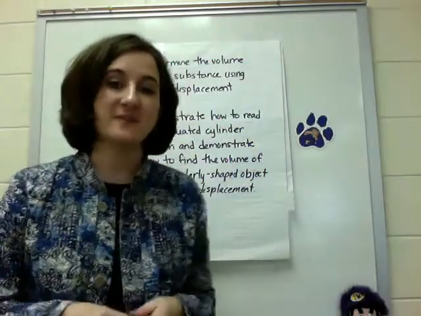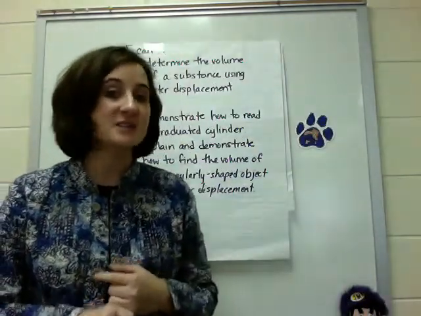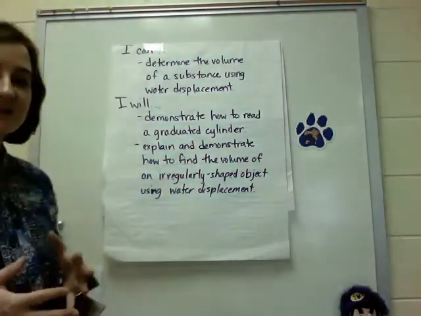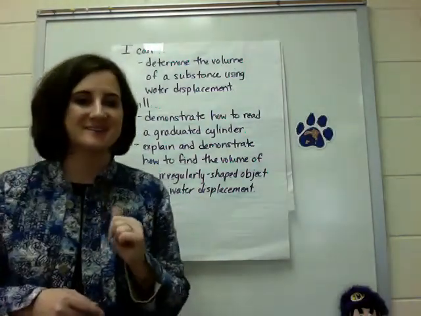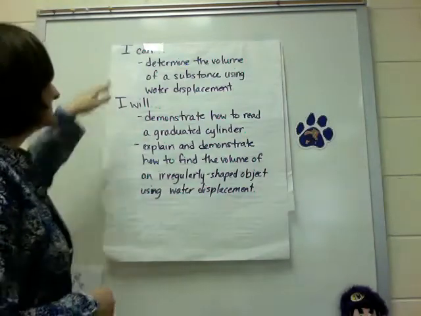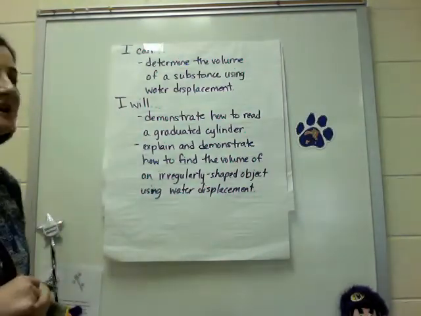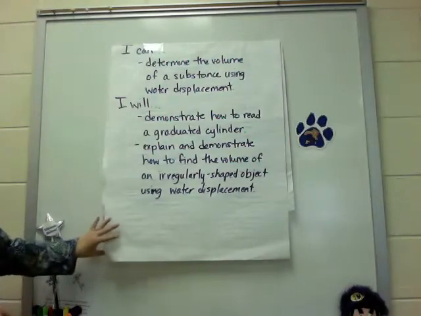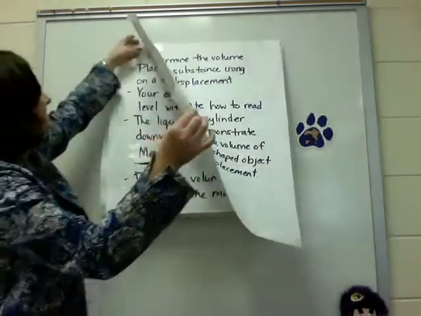We're going to look at how to find volume of an irregularly shaped object using water displacement. Your I can statements, what you should be able to say by the end of this video is, I can determine the volume of a substance using water displacement. You should also be able to do the following. I will demonstrate how to read a graduated cylinder. I will explain and demonstrate how to find the volume of an irregularly shaped object using water displacement.